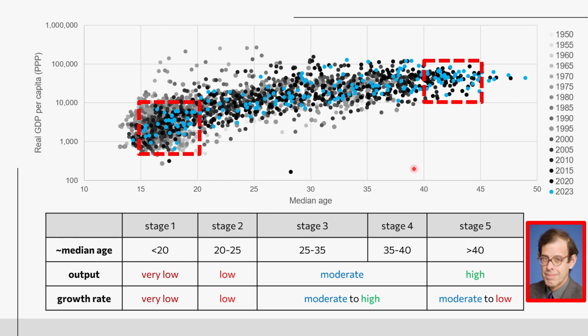technology. And then finally you get to stage 5, where you now experience a moderation in growth rates. And so the growth rate now goes from being moderate to low, but not that low. Countries can still grow, and output is now high because these are nations that have now enjoyed the benefit of higher growth throughout their stage 3 and stage 4 demographic pyramids. And so that's the effect of the demographic transition. Effectively, it's also an economic transition that alters the realm of the possible.